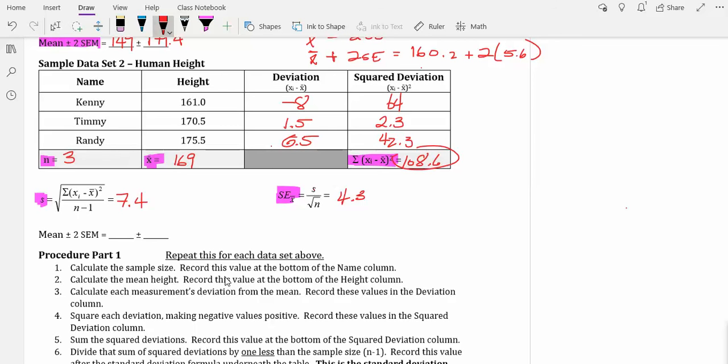All right, so 4.3. Now we need to do what is the mean plus, no, let's do minus first. It's the first blank. The mean minus 2 times the standard error.